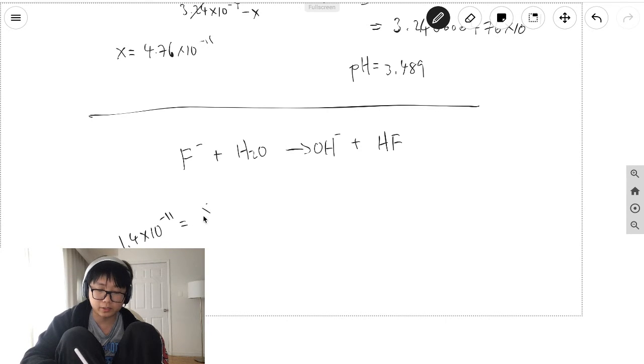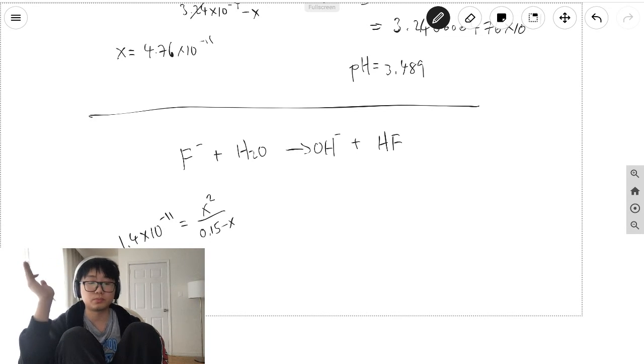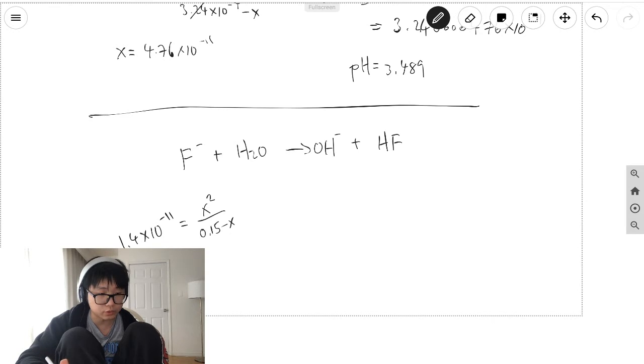You're going to have x squared on the right side. And then on the left side, you don't include the H2O. So it's going to be your initial concentration minus x, so 0.15. Okay, so this is just me visualizing an ice table in my head, so you can probably take the extra time to write that out. And pretty clearly we can do the 1000 rule because 0.15 divided by 10 to the negative 11, that's a huge gap there.